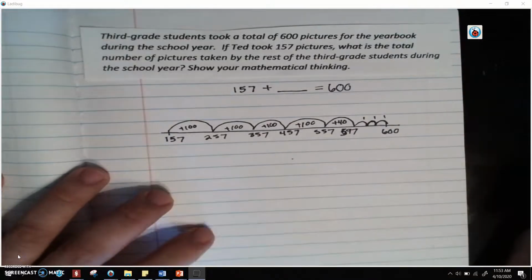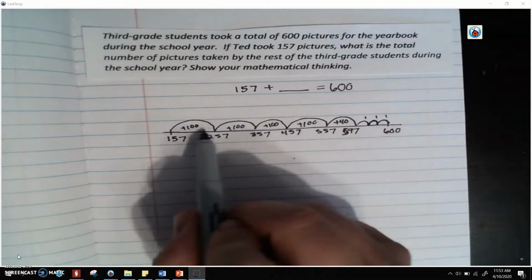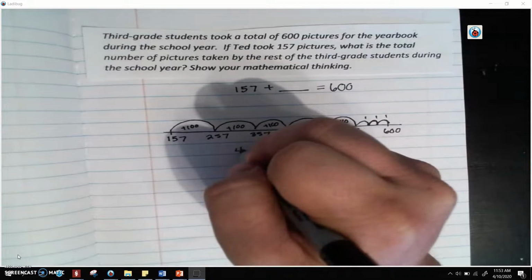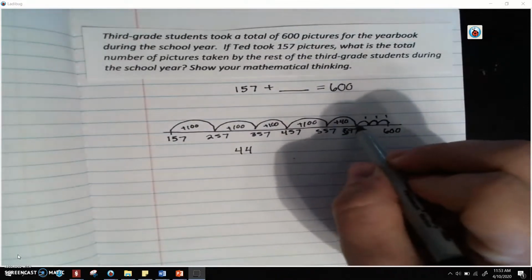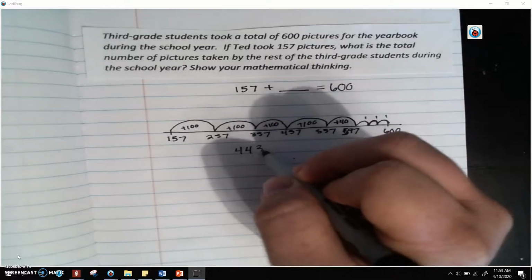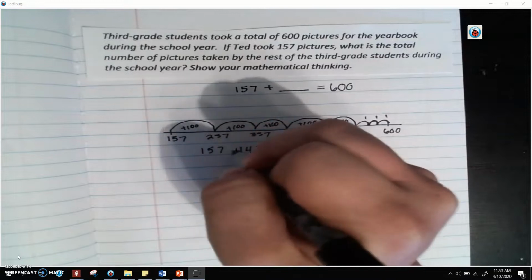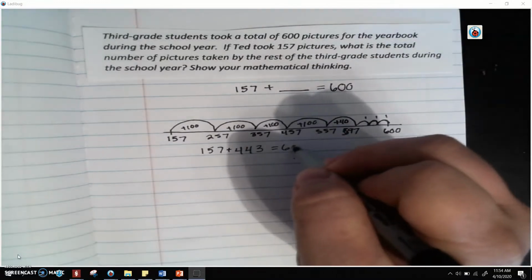So now what I need to do is I need to add up how many I have. Right here I have 1, 2, 3, 4. So I have 4 100s, I have 4 10s, and I have 1, 2, 3. So my blank, it should be 157 plus 443 equals 600.